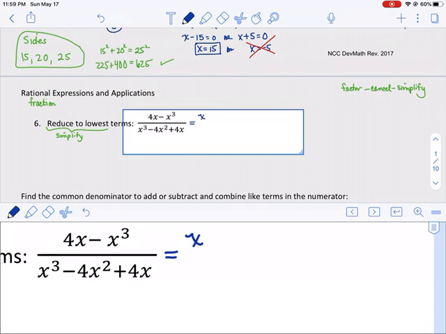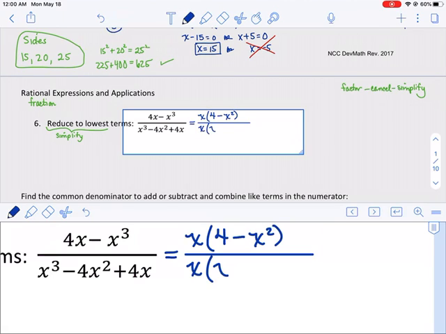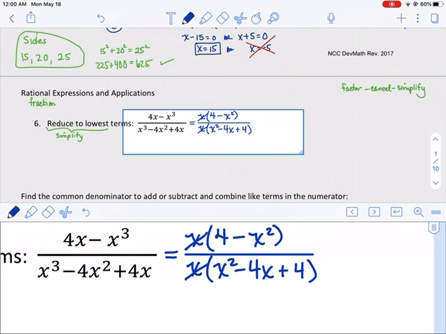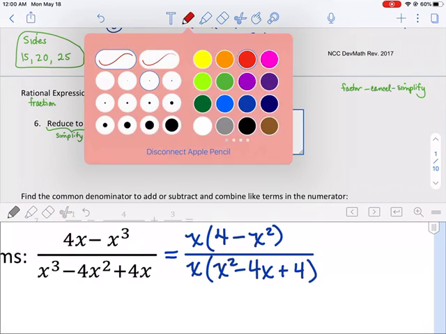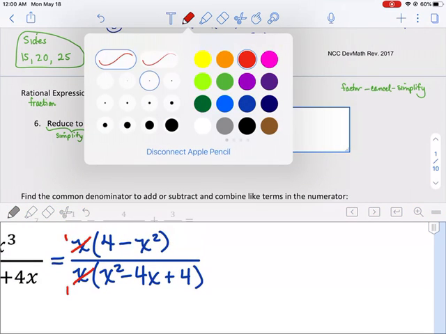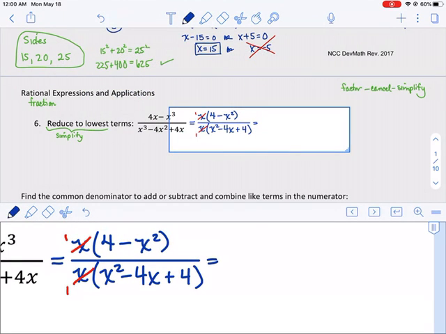So if I factor the top, all I can do right now is factor out a common factor of x, which then leaves me with 4 minus x squared. And in the bottom, I can also factor an x, and then that leaves me with x squared minus 4x plus 4. The two x's then cancel as common factors. I like to use a different color when I cancel. They become 1s.